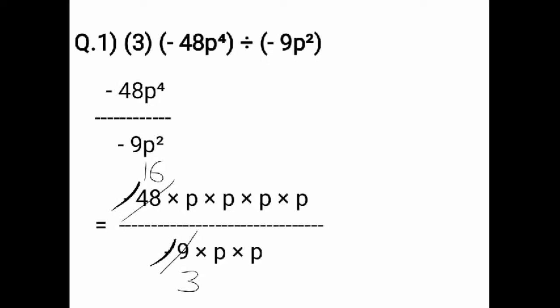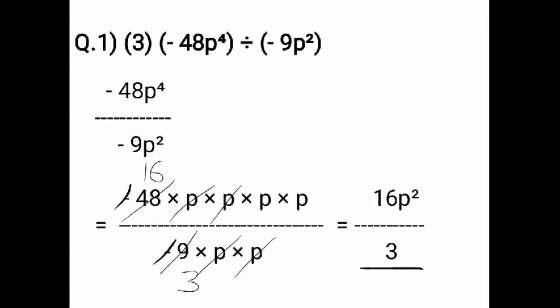Cancellation has already been done for the minus sign. Now you have to cancel both the p on numerator and denominator, because denominator p square is there. Cancel both the p on numerator and denominator like this way. Now what is left? Multiply first on numerator and then on denominator. 16 into p is 16p square upon 3. In the denominator only number 3 is left, that is equal to 16p square upon 3.